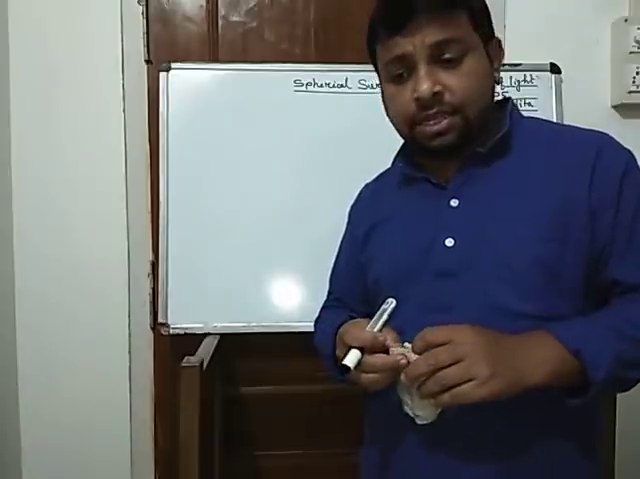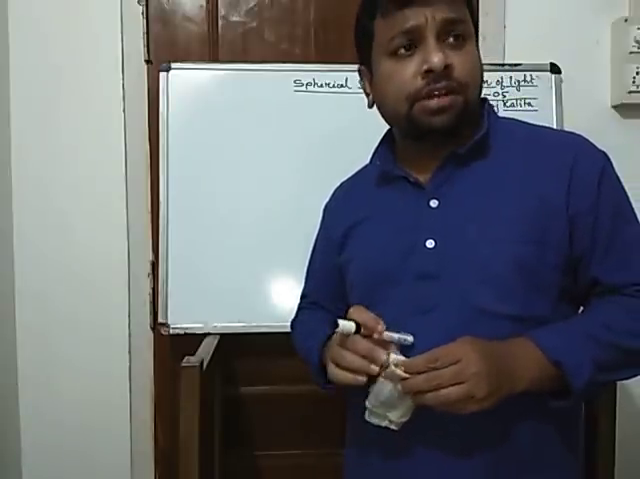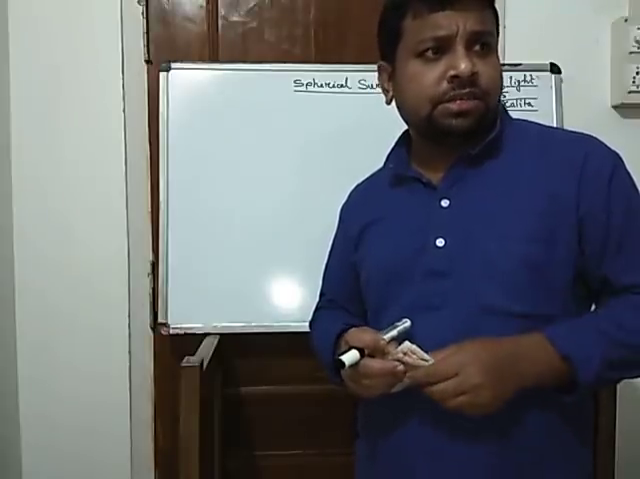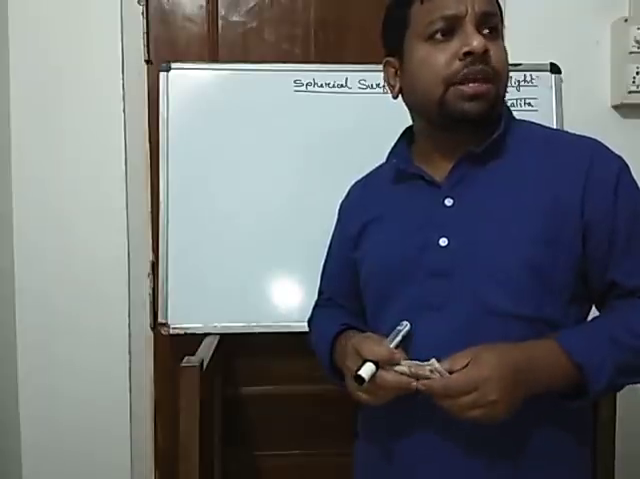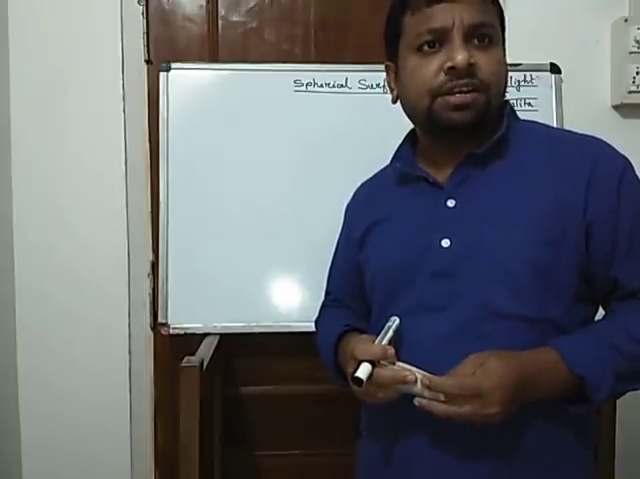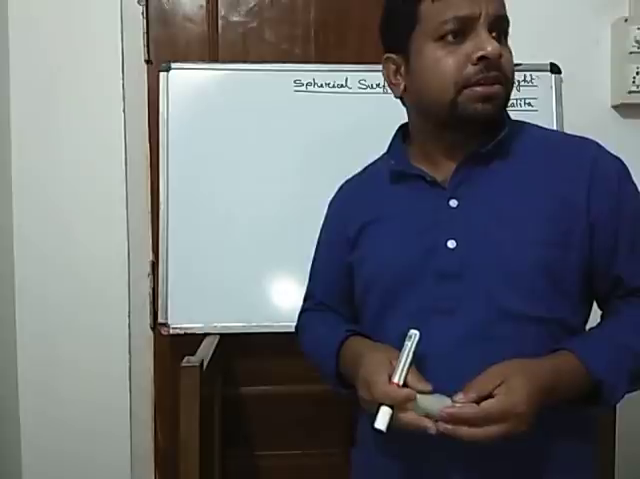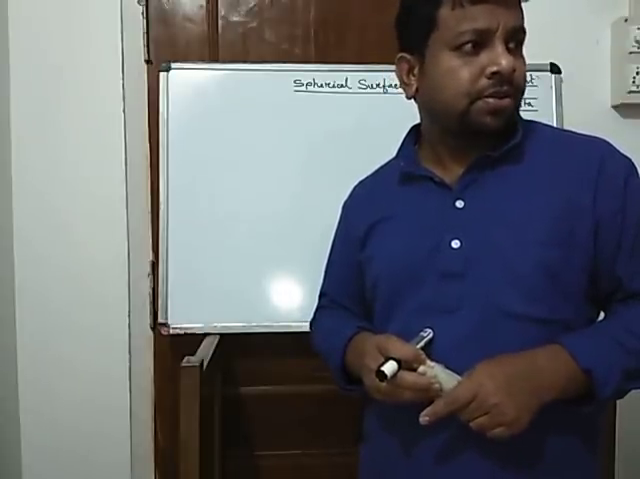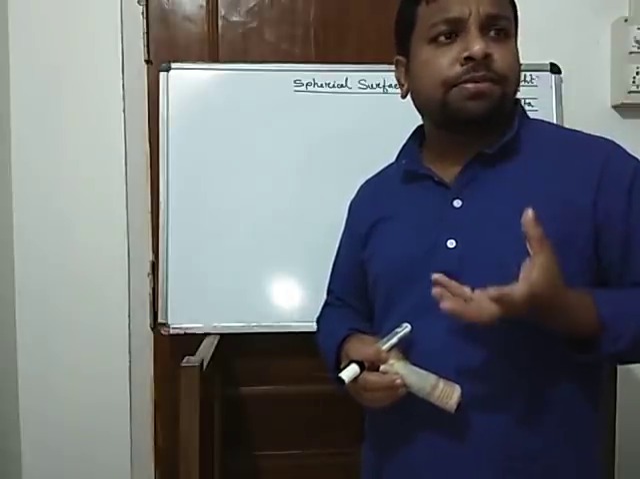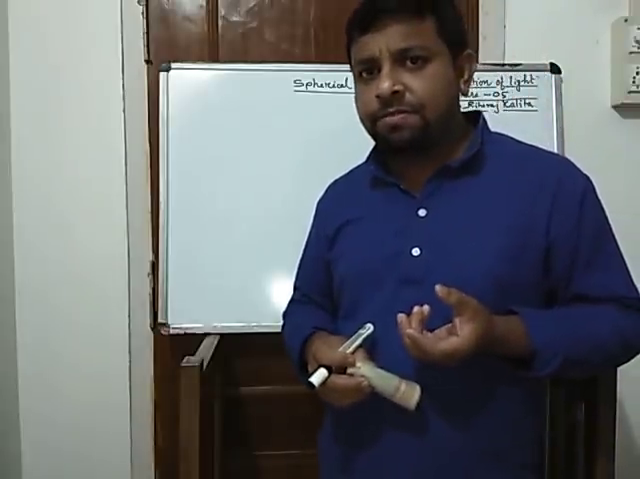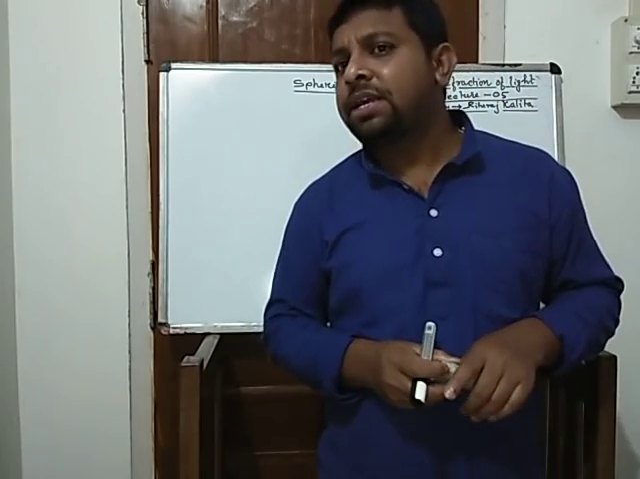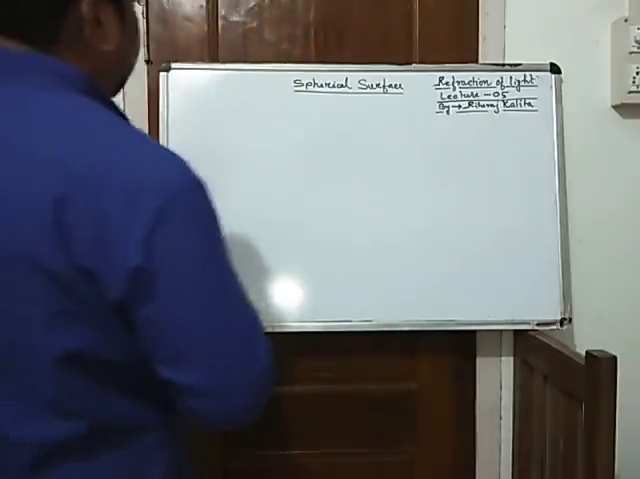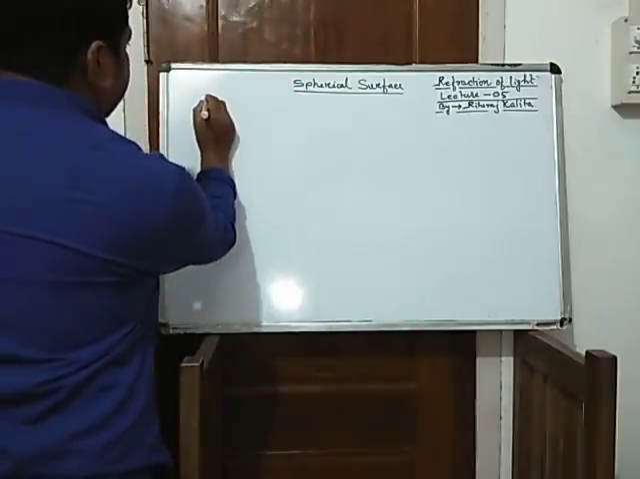Spherical surface is a refracting material, a part of a sphere, which separates the two media. Generally we get two types of spherical surface. One is concave and the other one is convex spherical surface. So there are two types of spherical surface.